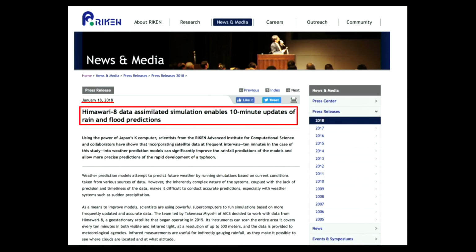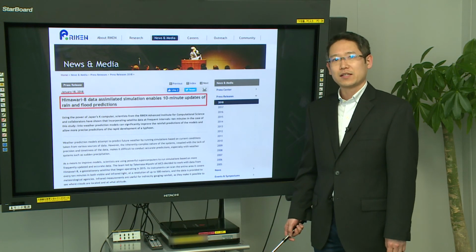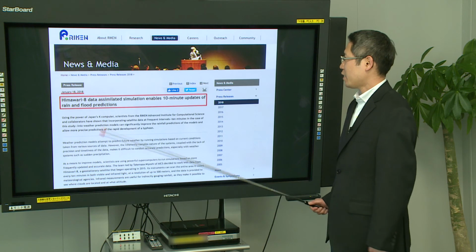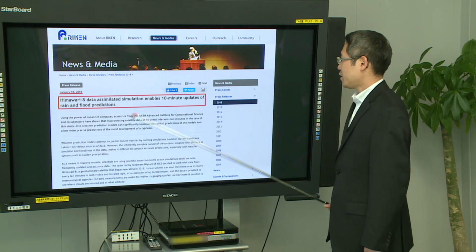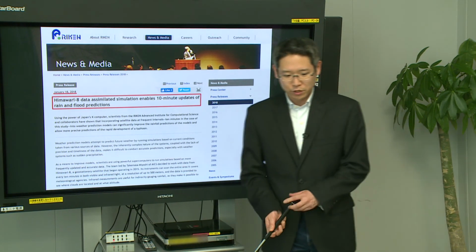So today I'm going to talk about big data assimilation, revolutionizing weather prediction. This is a talk about using supercomputers and the big data from the real world and combining them to make new weather forecasting. This time I'm going to summarize what we have achieved recently with the Himawari 8 satellite data, that's big data, and assimilating it into a simulation, a numerical weather prediction, that enables 10-minute updates of rain and flood predictions.